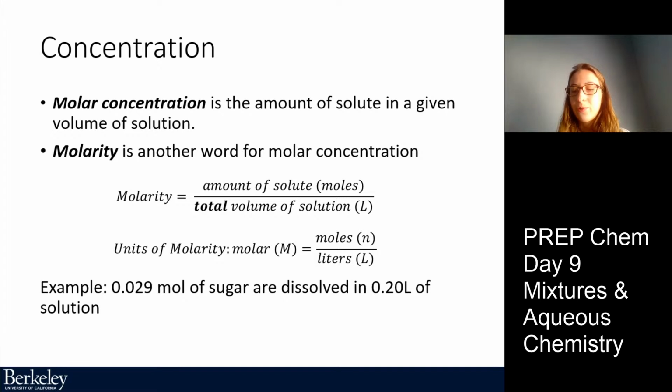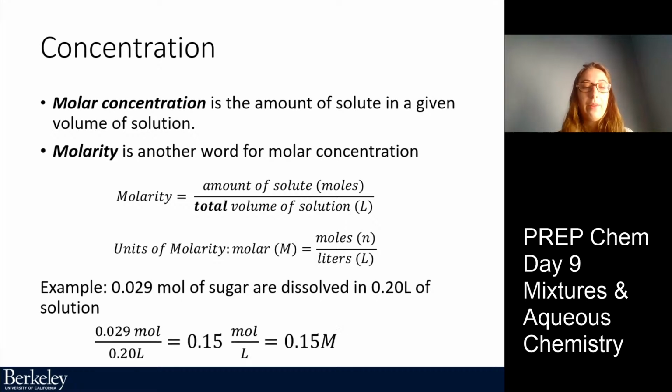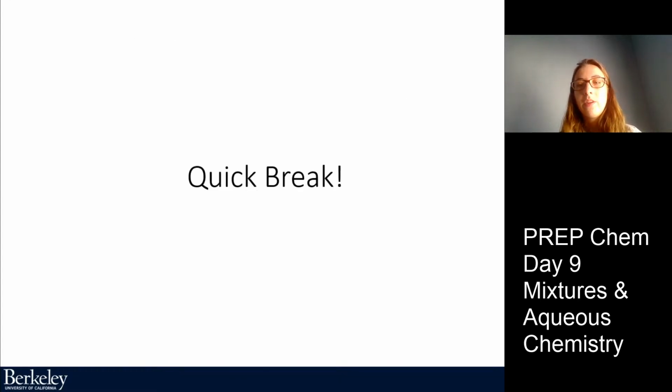Okay, great. So we'll go ahead and go over this example. To calculate the concentration, you would divide 0.029 moles by 0.2 liters, and that would give you 0.15 moles per liter. By convention, we would write this in units of molar, so that would be 0.15 molar, which is represented by the capital M.